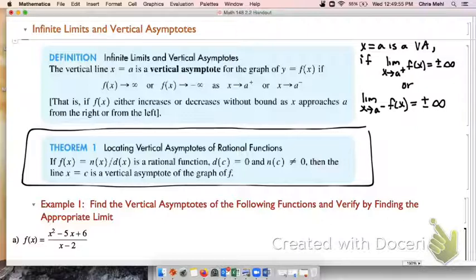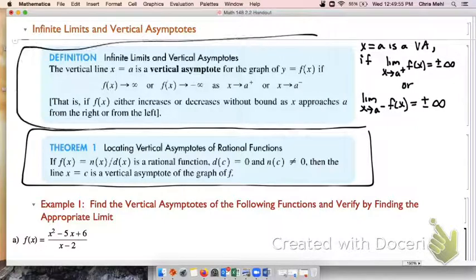So let's do some examples. What we're going to do is we're going to use theorem 1 or algebra to find the vertical asymptotes, and then I'm going to verify using limits. I'm going to use the definition of the connection between infinite limits and vertical asymptotes, up here, rephrased in limit notation, to actually verify that that vertical asymptote is indeed a vertical asymptote.